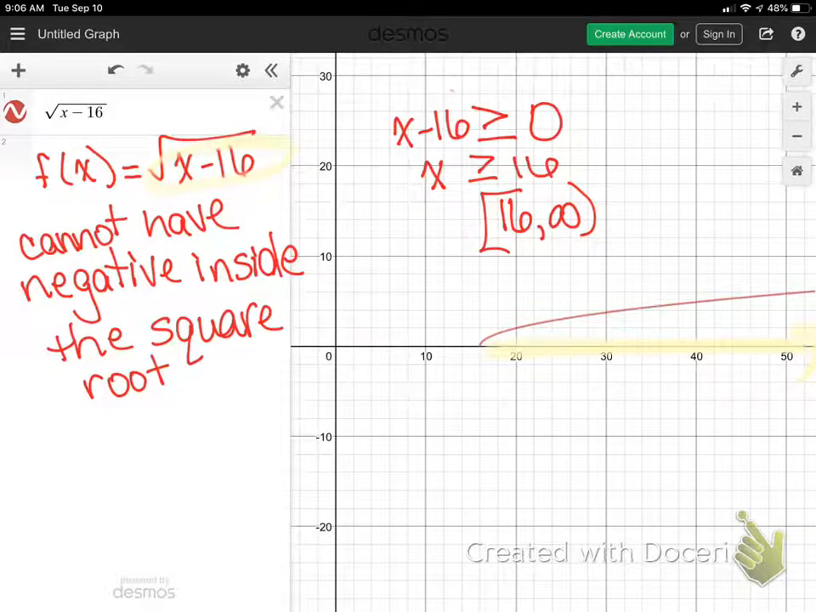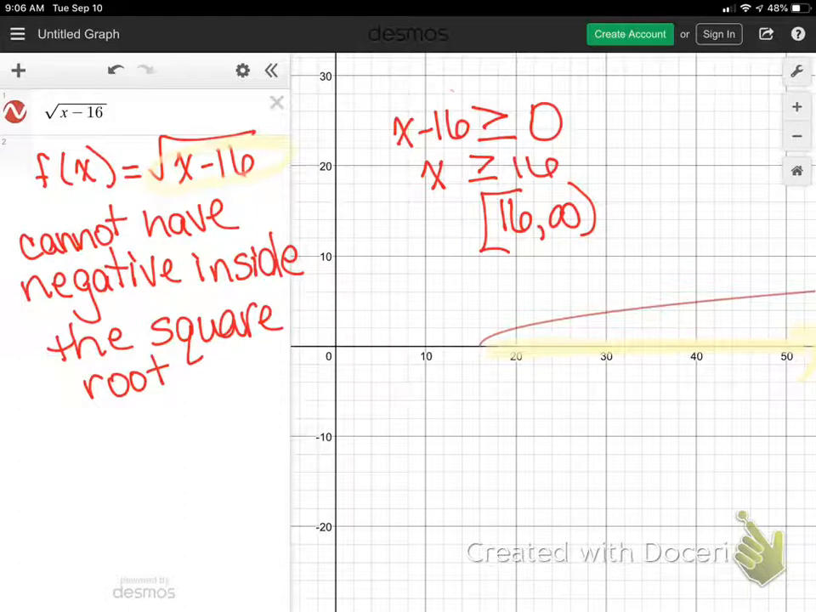The reason is infinity is a concept, and there can always be one more number. Do we ever get to infinity? No, we never ever get there. So that's why we always have the parentheses around infinity.